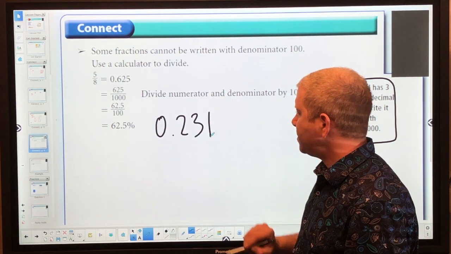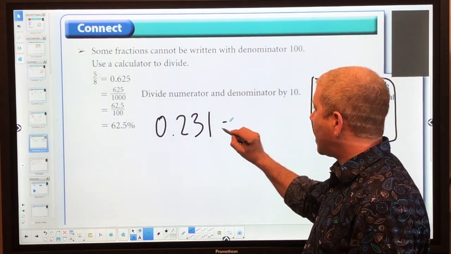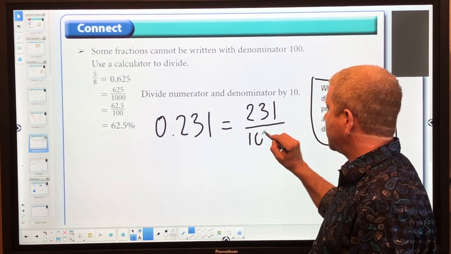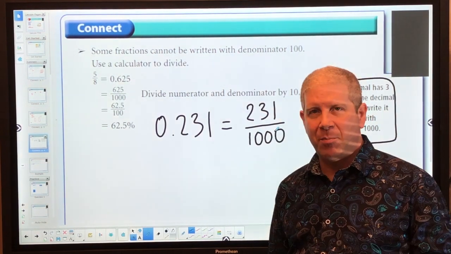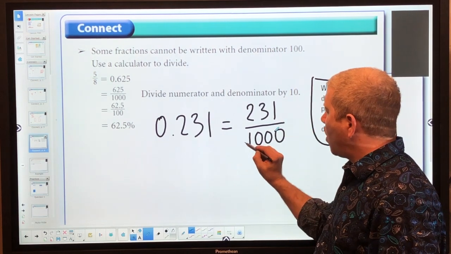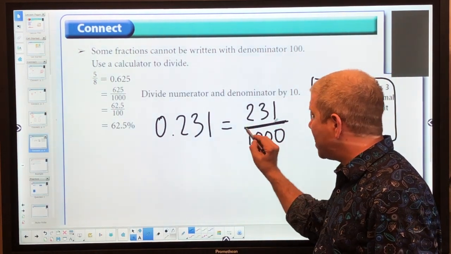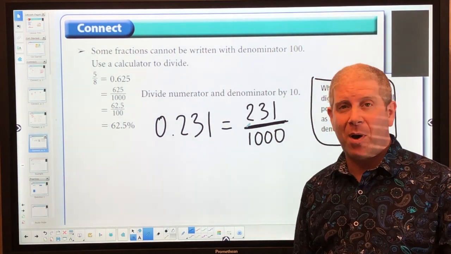So, for example, if I have the number 0.231, I can write that as 231 divided by 1,000. And the reason is very simple. 231 over 1,000 literally means 231 divided by 1,000. That line means divided by.